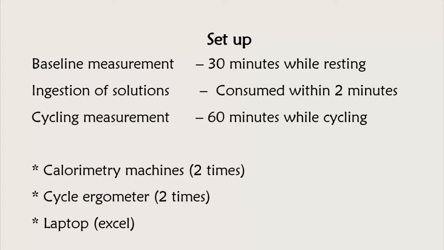Immediately after the consumption, the 2 students start cycling for 60 minutes while trying to keep the Watts level at 55. The main materials used during the experiment are 2 calorimetry machines, 2 cycloergometers, and a laptop with Excel. The 2 subjects were randomly chosen and comparable towards each other's weight, height, and fitness.